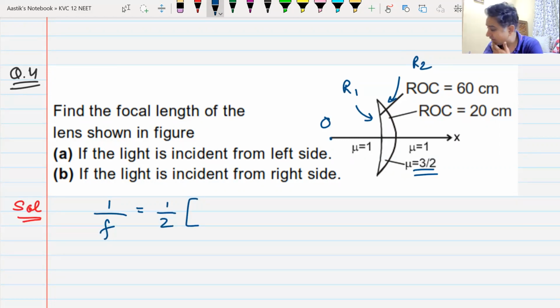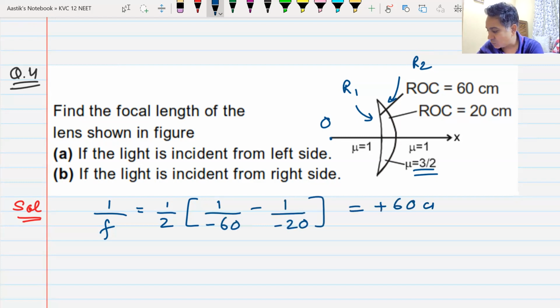The first radius of curvature is 60. Is it plus 60 or minus 60? Very good. Minus 60. Minus 1 upon the second radius of curvature, which is also concave. Plus 20 or minus 20? Minus 20. You solve this and you end up with plus 60 centimeters. So this is a convex lens, and this type of lens is known as concavo-convex.